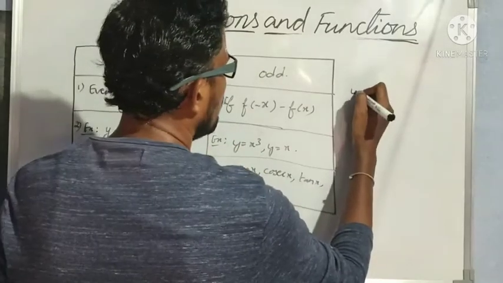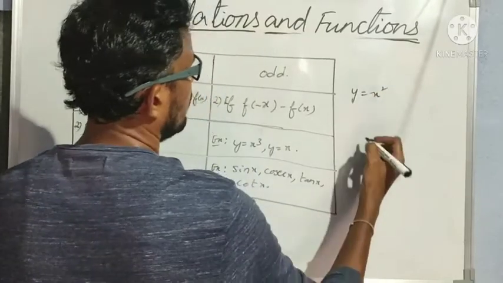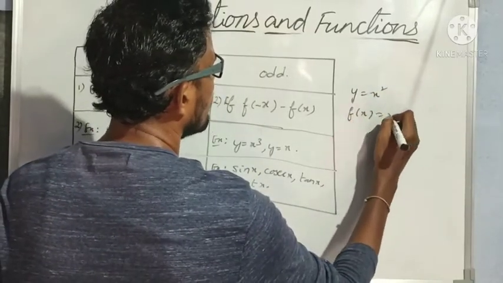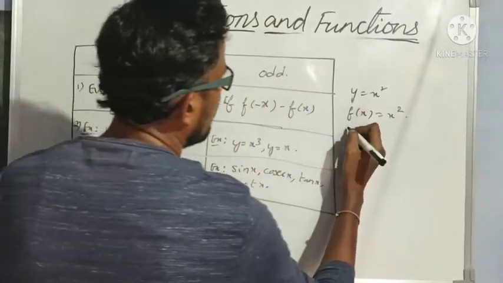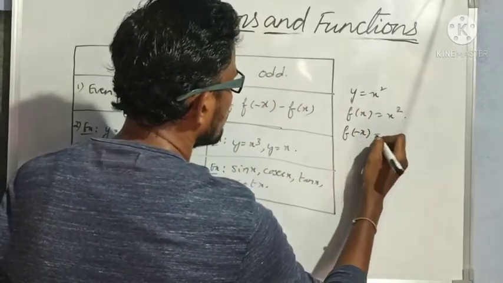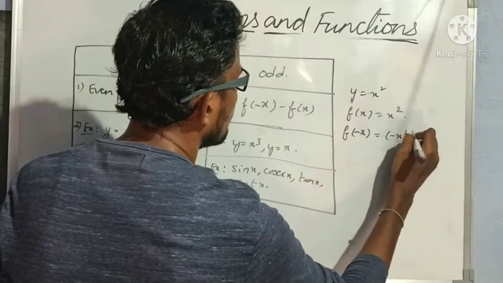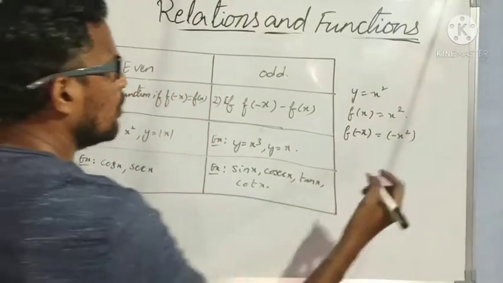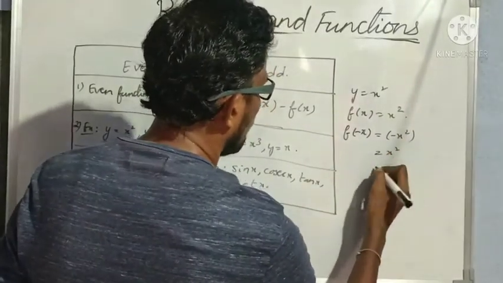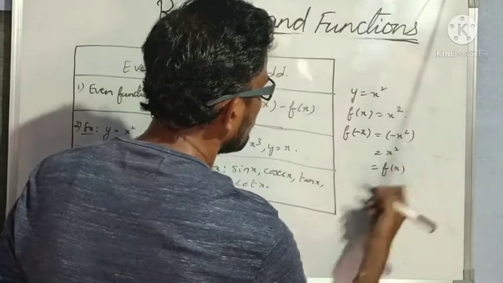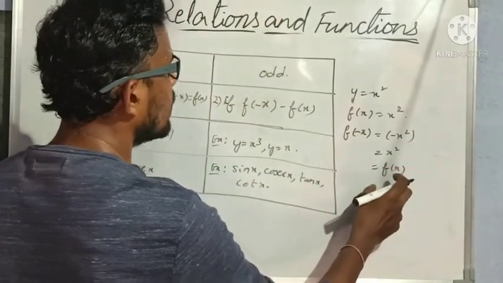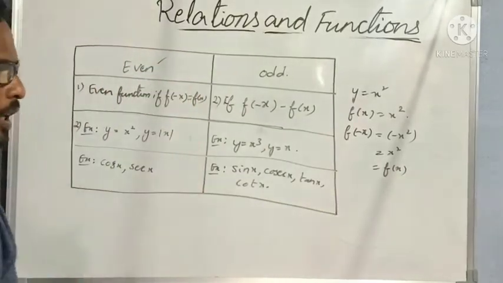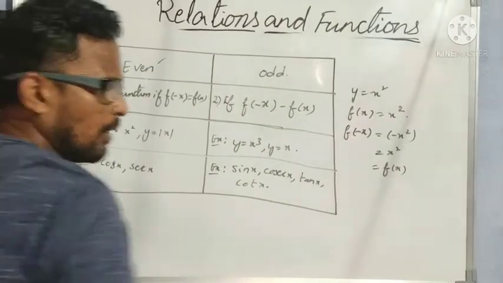Just listen. So y is equal to x square. So I can write f of x is equal to x square. So wherever x is there, you replace x with minus x there. So f of minus x is equal to minus x whole square. So anyhow we know that minus x whole square is x square, right? So x square is nothing but f of x. So f of minus x is equal to f of x. So this type of function is what type of function? Even function. Understood? Next.